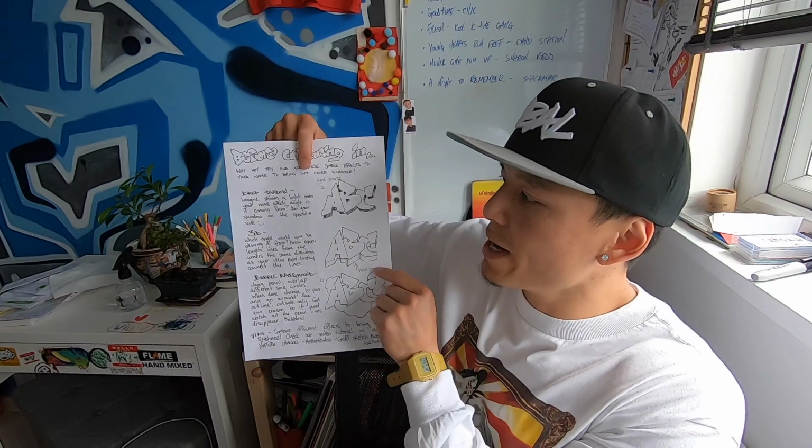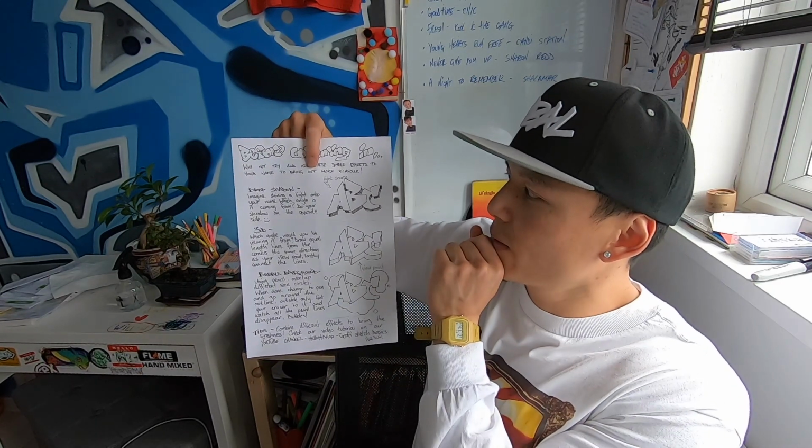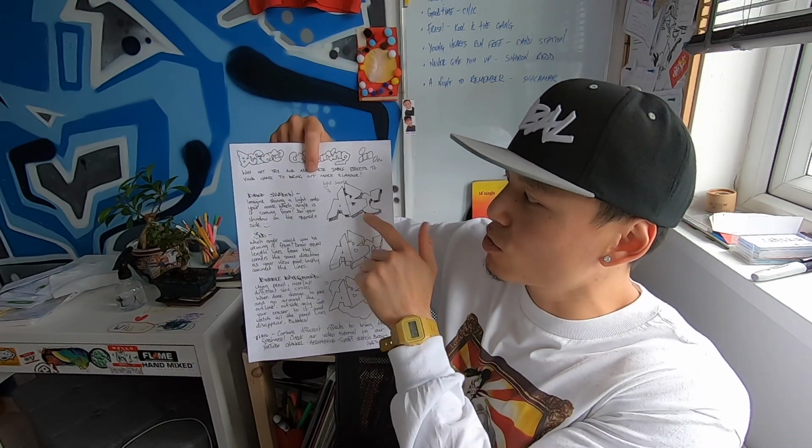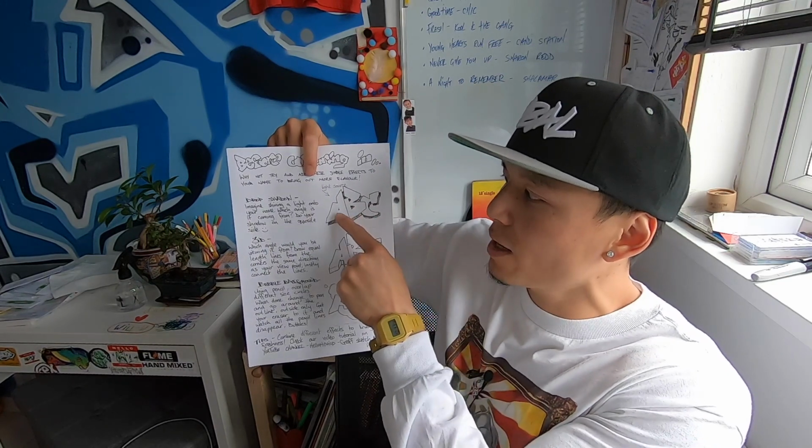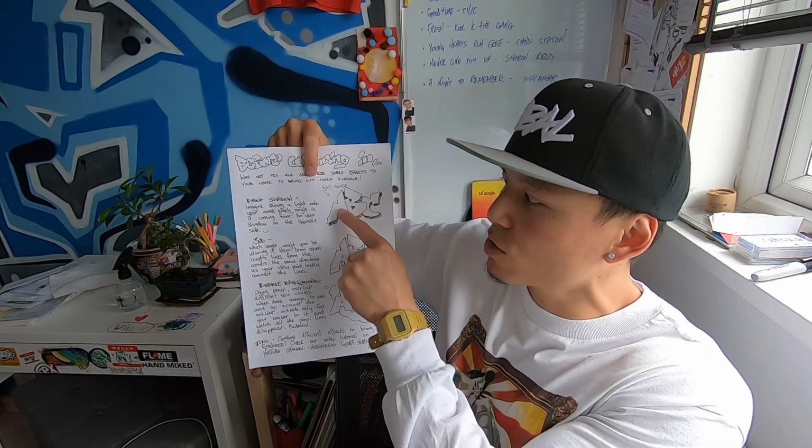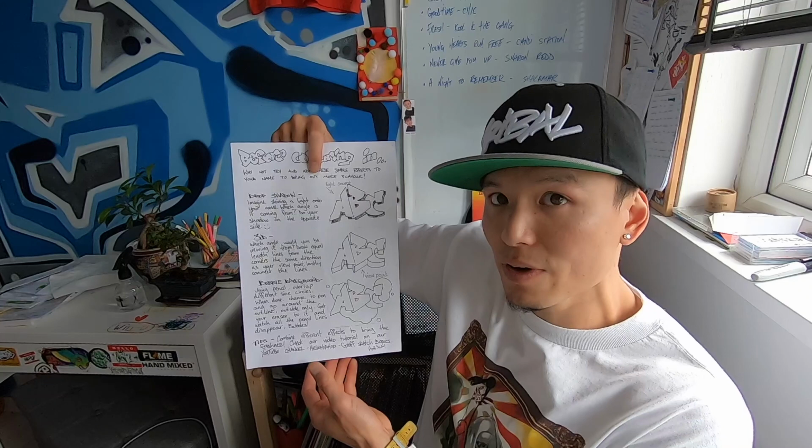Okay, so different ways that you can apply these. So the drop shadow, that's on top of all our letters. Why not put a shadow on top of a shadow? So a letter casting a shadow on another letter.